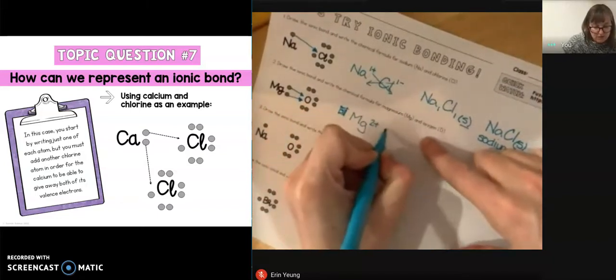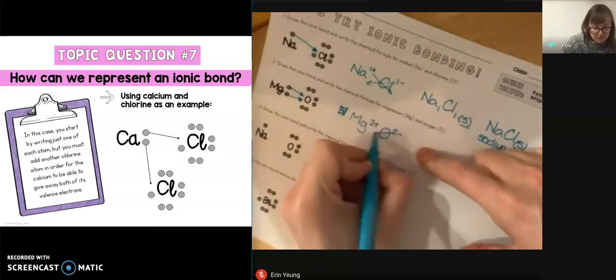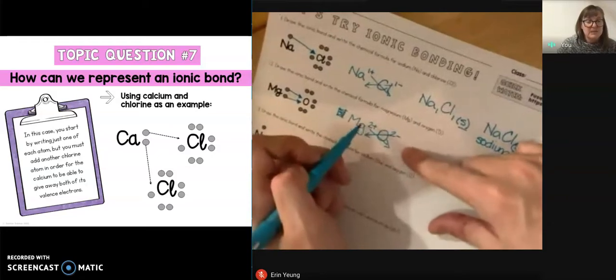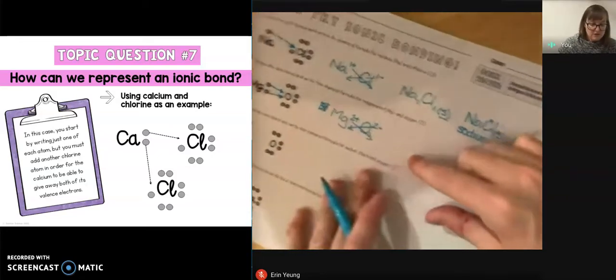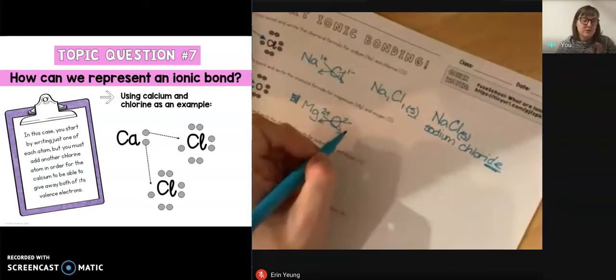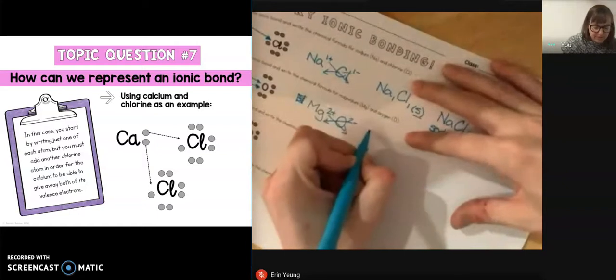So when it does that, you're going to end up with Mg2+ and O2-. Now you're going to cross these down again. But at this point, you should realize that they are going to cancel each other out. Does that make sense? So a charge of 2 plus, a charge of 2 minus is a neutral atom. It's not going to need any extras.